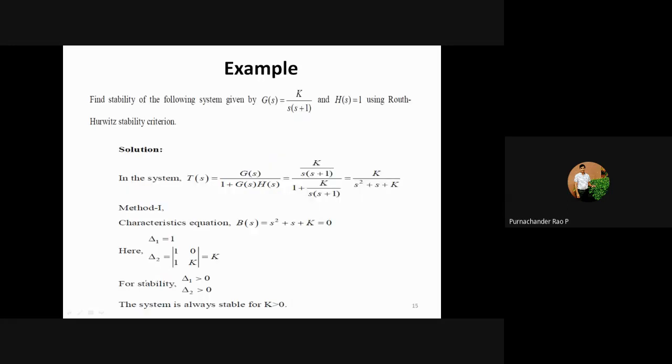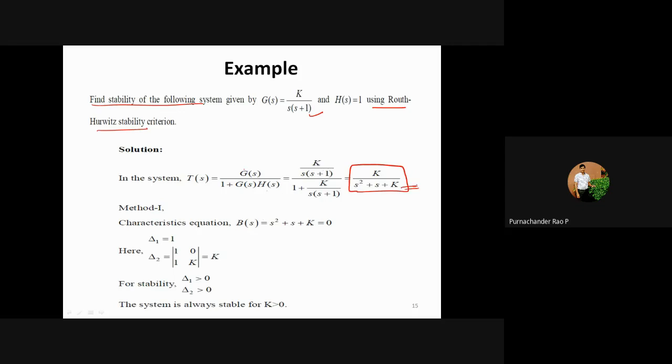Okay, so for this problem, with method 1, we find the stability of the following system using the Routh-Hurwitz criteria. I will directly write the transfer function. T of s is equal to g of s divided by 1 plus g of s into h of s, and g of s is given as k by s into s plus 1. This is divided by 1 plus k by s into s plus 1. You are going to get a transfer function of k by s square plus s plus k.